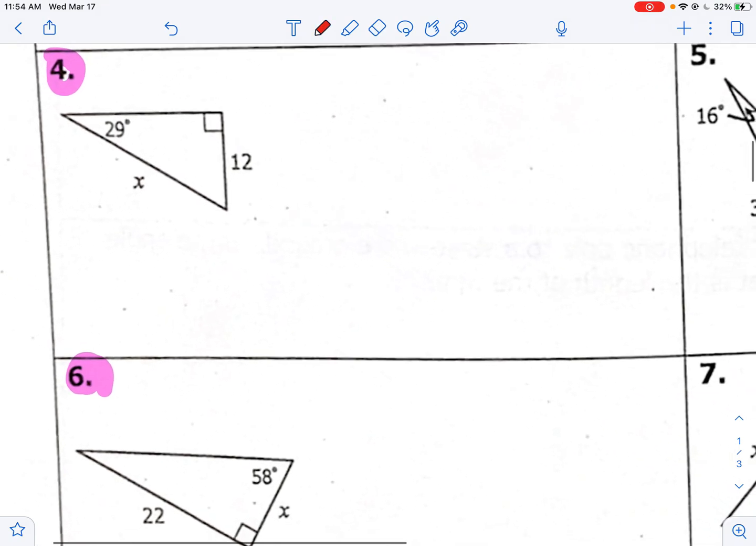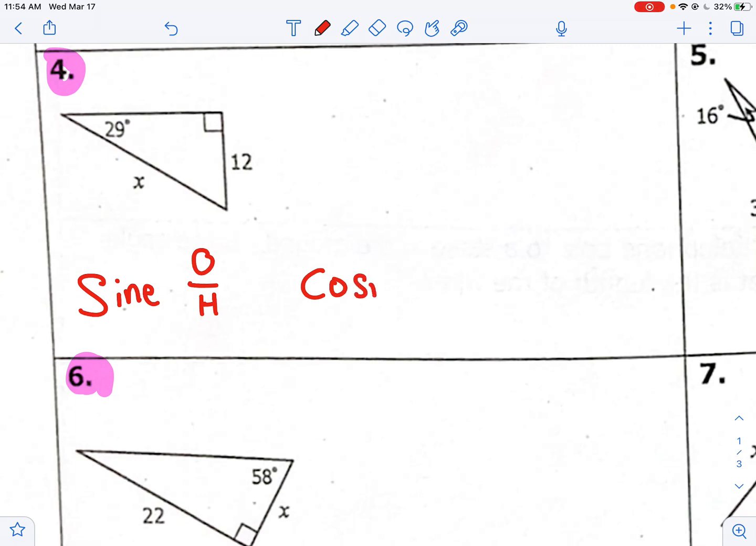Here's our video on how to solve for a side length given some trig information. We're going to use our trig ratios: sine, which is opposite over hypotenuse, or cosine, which is adjacent over hypotenuse, or tangent, which is opposite over adjacent. We're going to use one of those three ratios to solve for x.